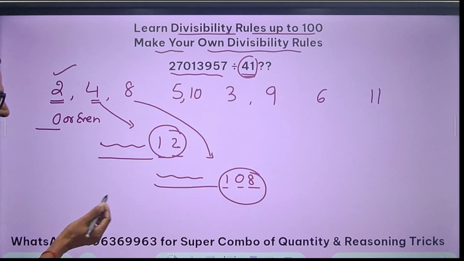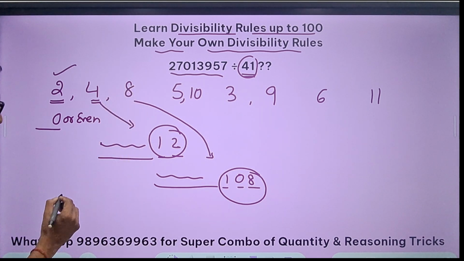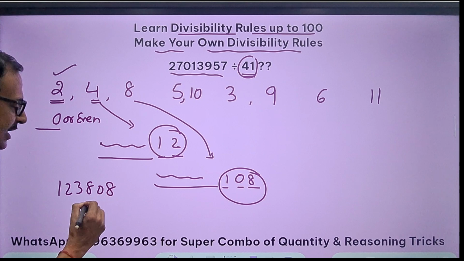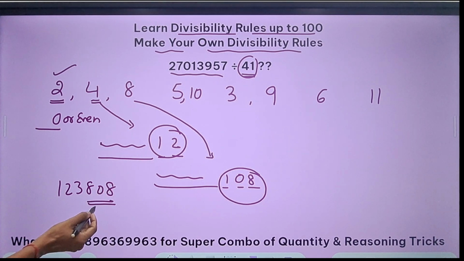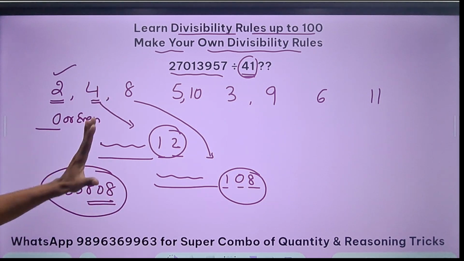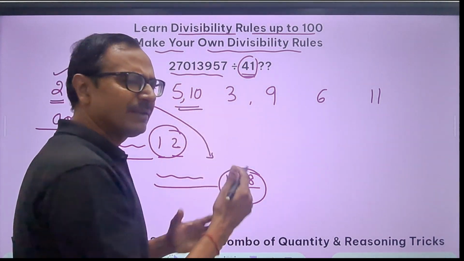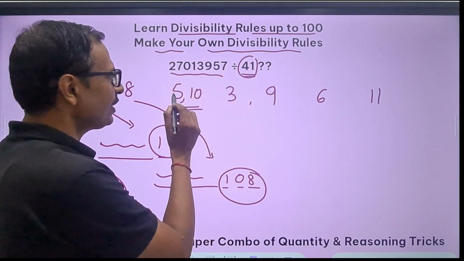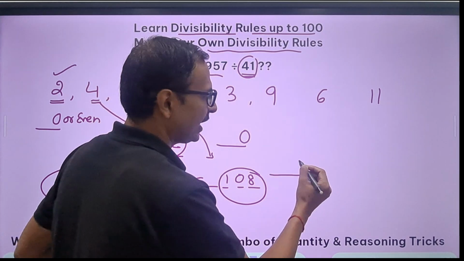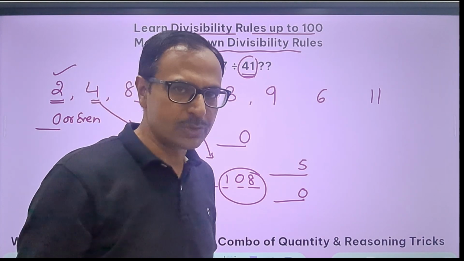So if I take some other example where the last 3 digits are divisible by 8, suppose you have a number like 123808. Now see the last 3 digits, 808 obviously is divisible by 8. So the entire number 123808 is divisible by 8. So 2, 4 and 8, they go hand in hand. Likewise 5 and 10, that's most obvious. For 10, the last digit has to be 0. For 5, the last digit has to be either 5 or 0, right? That is the most obvious rule.